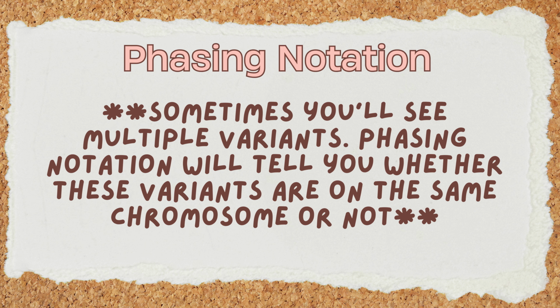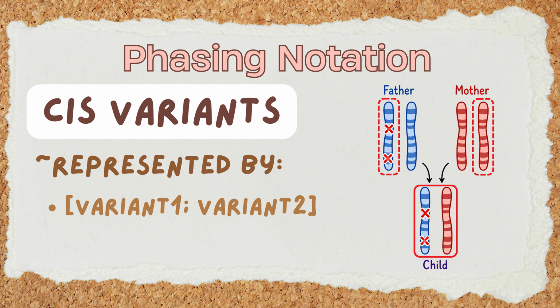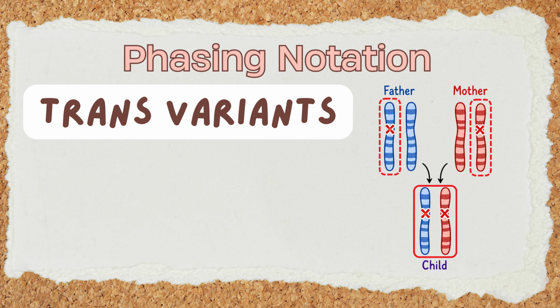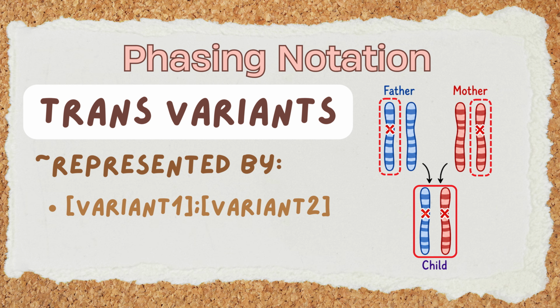Sometimes you'll encounter multiple variants. Phasing notation will tell you whether these variants are on the same chromosome or not. A cis variant is represented by both variants within the same brackets, separated by a semicolon. Again, this represents the same allele. A trans variant is represented by each variant in its own brackets, with a semicolon between the brackets. And again, this is opposite alleles. This can be really important clinically, especially for recessive conditions.